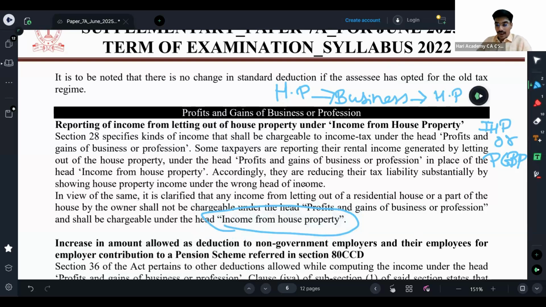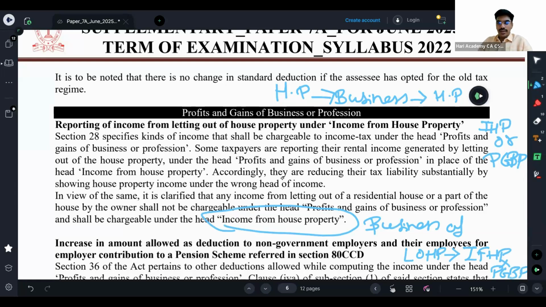If I'm in the business of letting out house property, it shall be charged under the head income from house property and not under the head PGBP. This is what has been clarified by the government.